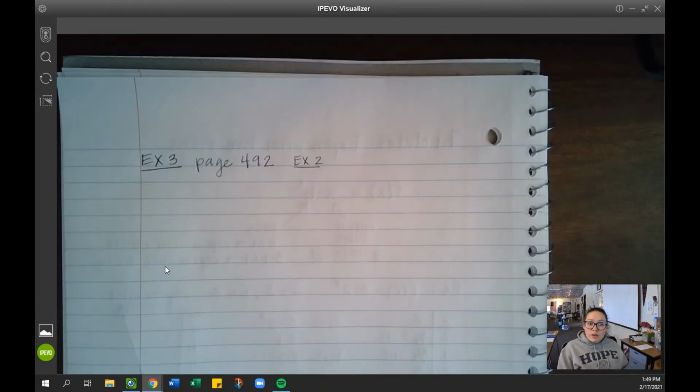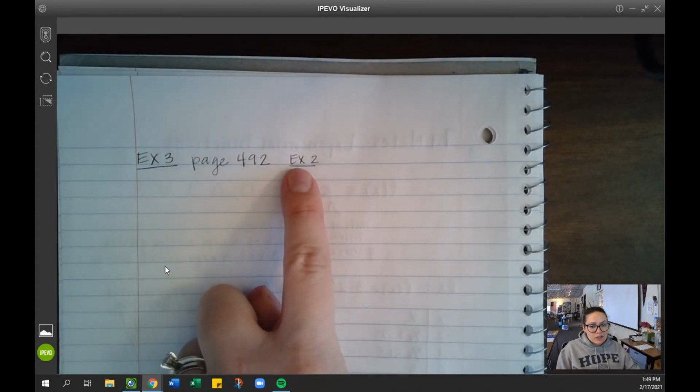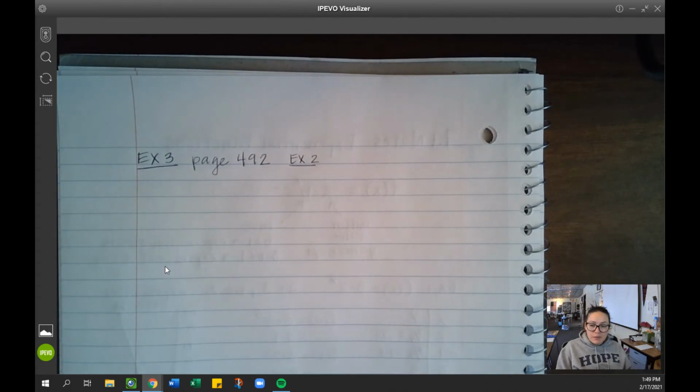All right, before we move forward, I want you to get your textbook out. If you need to pause the video and get your textbook, find page 492, and we're going to be looking at example 2. So pause the video if you need to, go grab your textbook and open it up to page 492 so you can follow along. Ready, go.